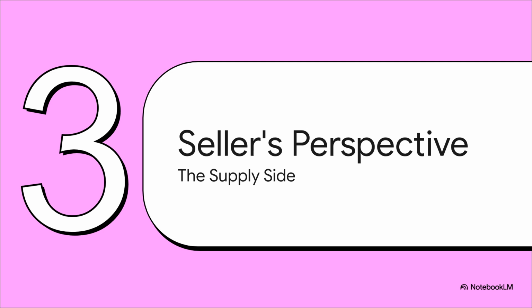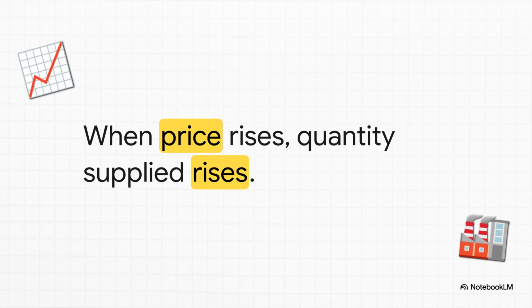All right, Section 3, the seller's perspective. We know buyers love low prices, but let's switch gears to the supply side and meet the other half of our market equation. Enter the sellers. Now, their motivation is the exact opposite of the buyers. The law of supply gives us the seller's if-then rule. Other things being equal, when the price of a good rises, the quantity supplied also rises. It makes total sense. Higher prices mean higher potential profits. So suddenly, sellers are very, very willing to produce and sell a whole lot more.